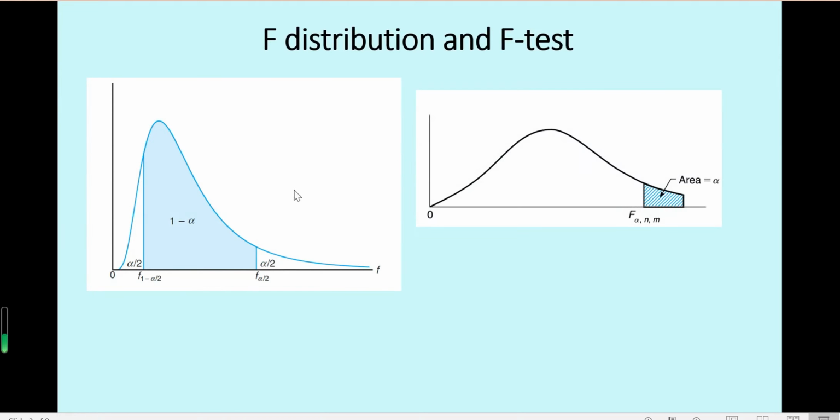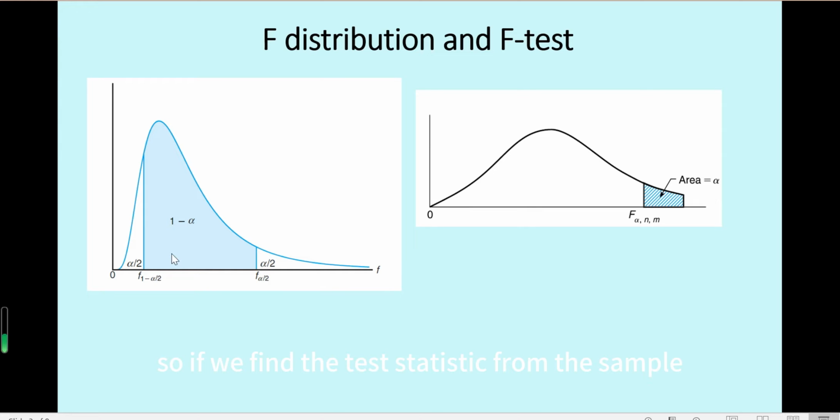So this is a two-sided test for this problem. We find the critical value at half alpha, so this is 3.11, and we get F at 1 minus half alpha. So this is F at 0.95, right? So this is 0.05 for 11 and 9 degrees of freedom. So this one is 0.34 and this is 3.11.